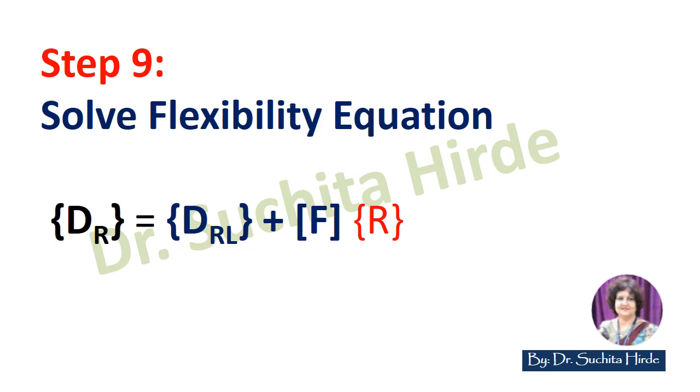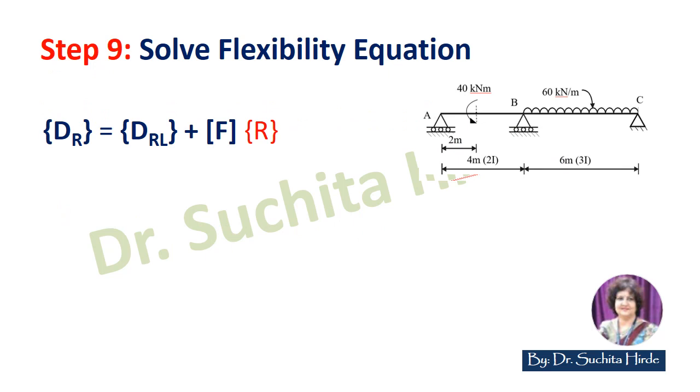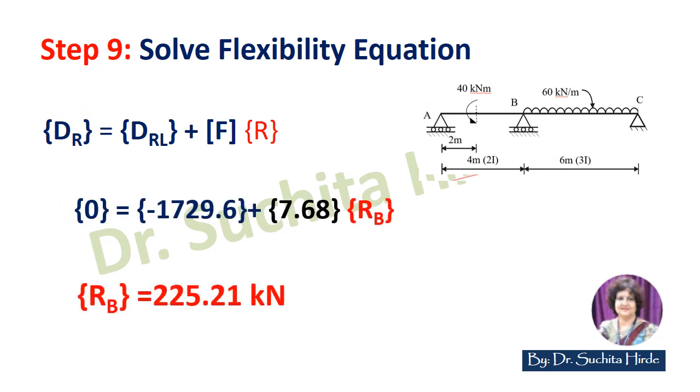Next step is to solve this flexibility equation. Remember that in this equation, R is unknown. So if you write all the values in this equation and if you solve this equation, you will get RB is equal to 225.21 kilonewton. The value is positive, that means assumed direction is correct. RB is in upward direction.